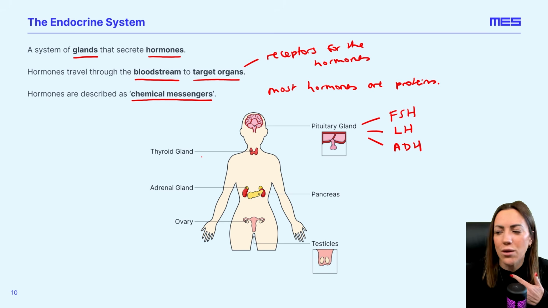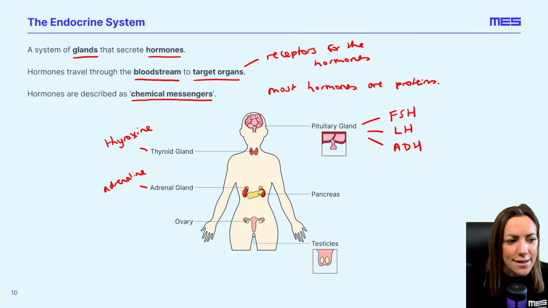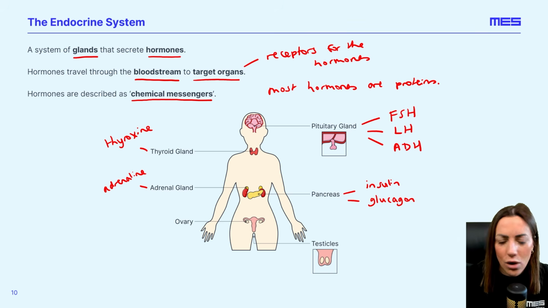The thyroid gland, which is in the neck, secretes thyroxine. The adrenal gland, easy to remember, adrenaline. Now you have two adrenal glands, one above each of your kidneys. The pancreas, again, we'll go through these hormones later because they come up in blood glucose regulation. They secrete two hormones that control your blood glucose, insulin and glucagon.